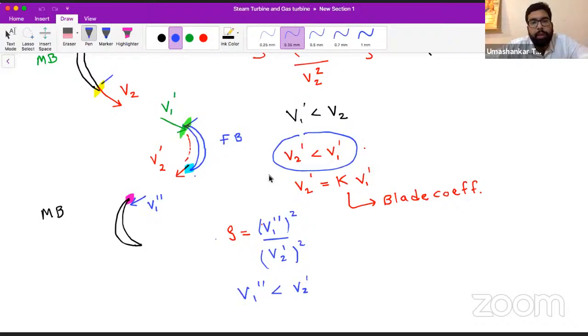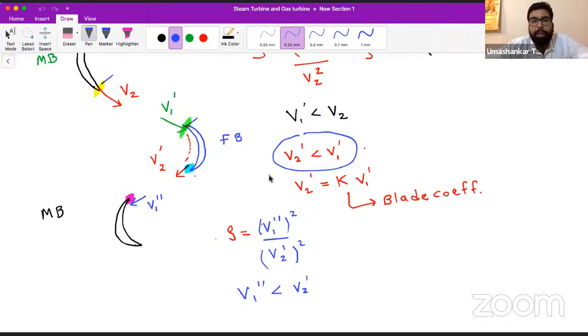Someone may have this doubt that sir, previously you were using the blade coefficient with the relative velocity, and now you are using this blade coefficient with absolute velocity. When the blade is fixed, the relative velocity and absolute velocity are the same thing only. That's why we are using the blade coefficient with the absolute velocity, because here both are same. Understood?